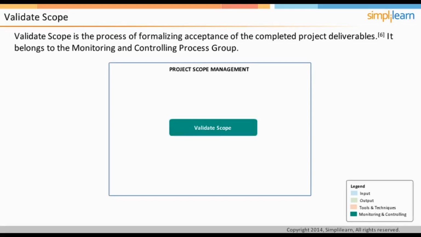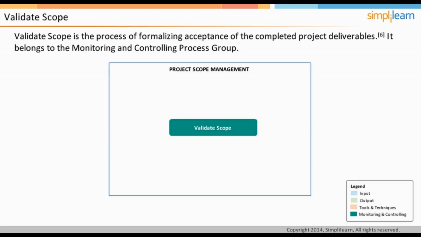Validate Scope is the process of formalizing acceptance of the completed project deliverables. Validating scope includes reviewing deliverables with the customer or sponsor to ensure they are completed satisfactorily and obtain formal acceptance. Validate scope is closely related to quality control as well.